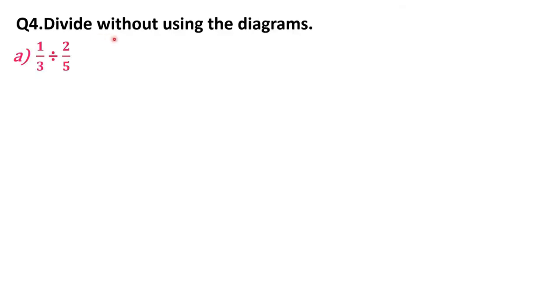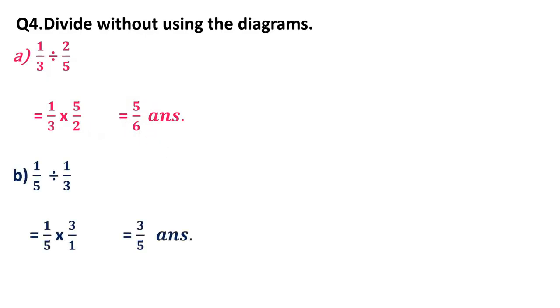Next you can say divide without using the diagrams. So without using the diagrams means we have to take the reciprocal. So 1 by 3 divided by 2 by 5. So second fraction's reciprocal we will take. So divide will change to multiplication. We'll get 1 by 3 into 5 by 2. Okay, and you can see here 1 by 3 into 5 by 2. When we multiply the numerators, we'll get 5, and when we multiply the denominators, 3 into 2, that is 6. So we are getting 5 by 6 as the answer.